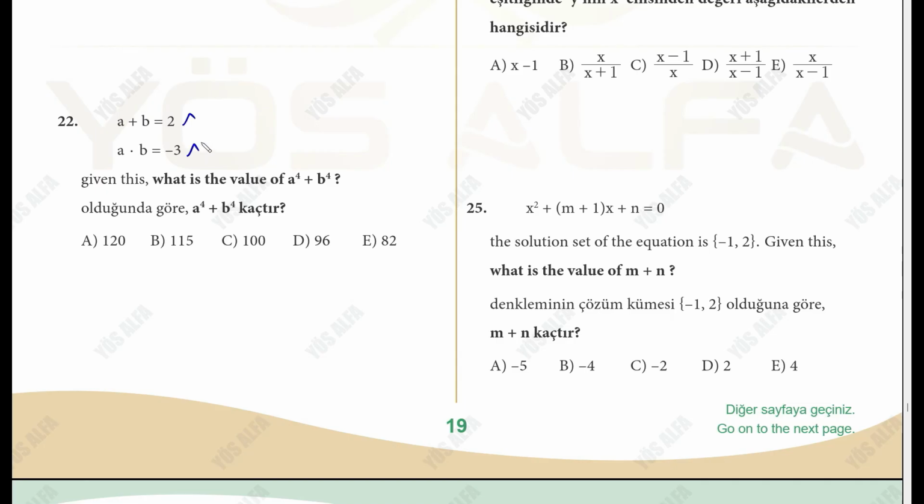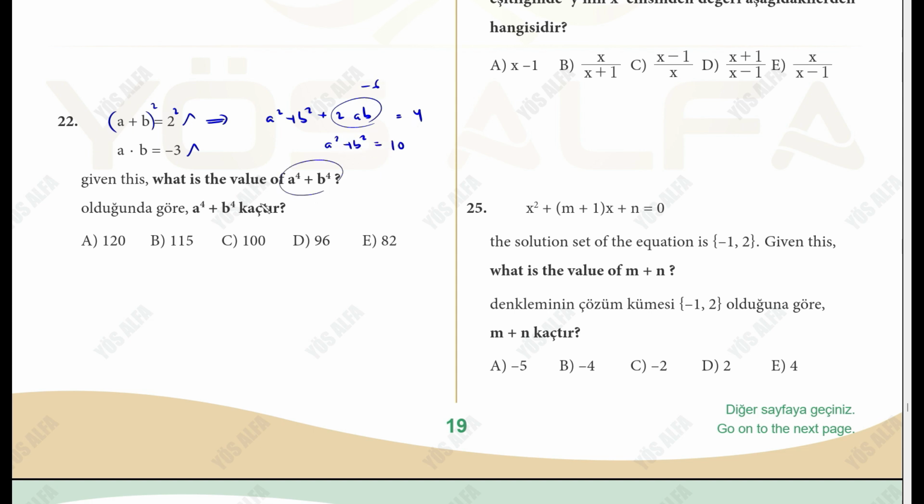Number 22. Two equations are given. What is the value of a to the 4 plus b to the 4? So we'll start by squaring both sides of the equation. So we get a squared plus b squared plus 2ab is equal to 4. ab is given to be negative 3. So we have this term negative 6. So a squared plus b squared is 10.